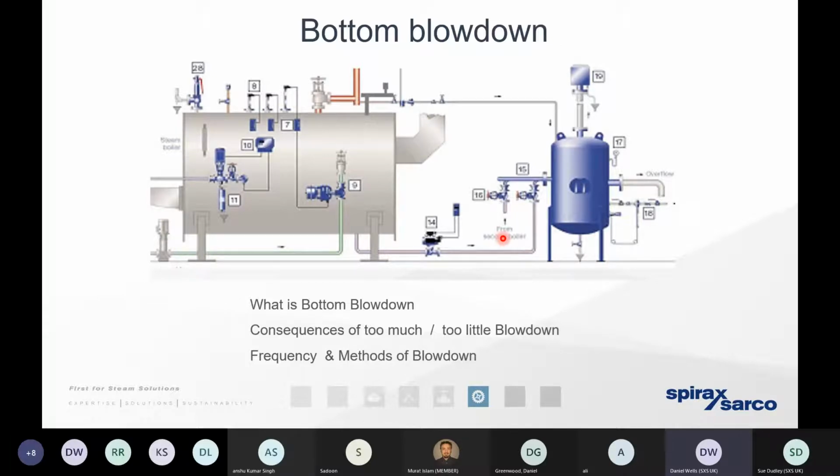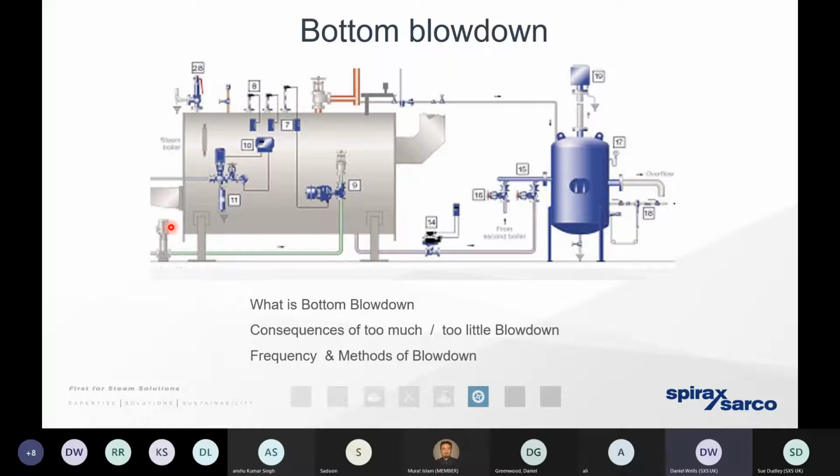It's got a lot of heavy solids and particulate present within it. So we can't really use it anywhere else in the process. It does need to go to waste. But we also need to bear in mind that if we don't blow down enough, then we're not getting rid of that sediment. We run the risk that it can cause a problem with the steam condition and cause a problem with the mechanical working of the boiler.